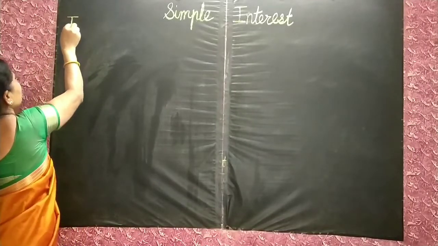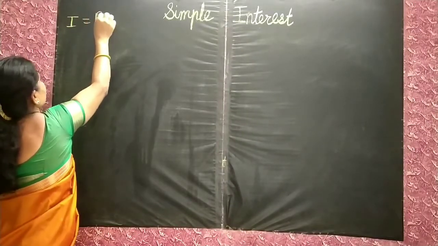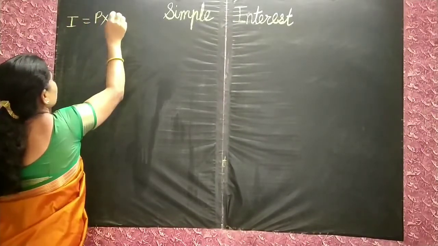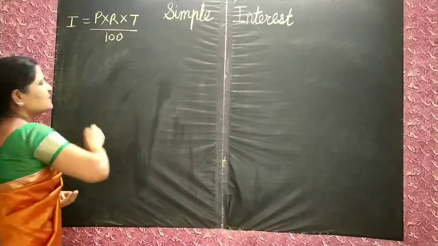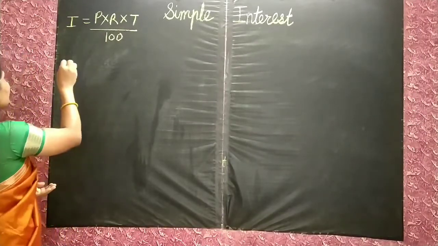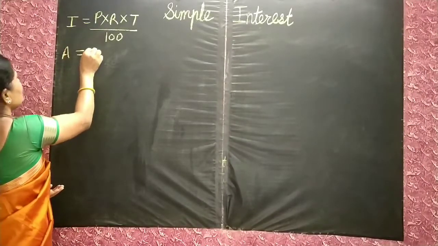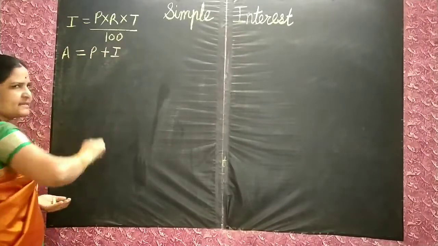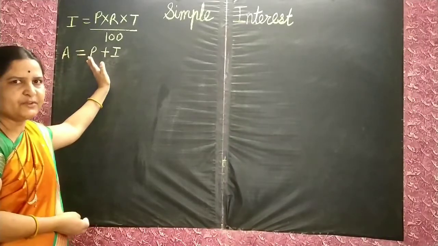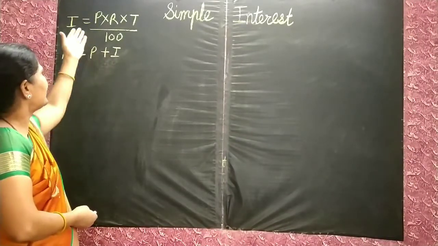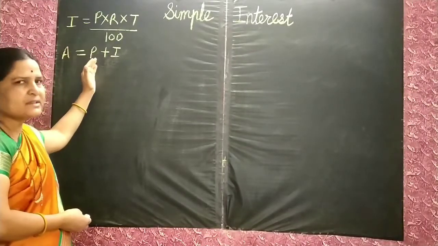The first formula to find the simple interest: I is equal to P, principal, multiplied by R, rate of interest, multiplied by T, time, upon 100. This is the first formula, correct? The second formula is to find the amount: A, amount, is equal to principal plus interest. These two formulas we have already learned in the previous video. If you do not understand how to find the formula, you can see our previous video once again. Now we'll solve some examples.